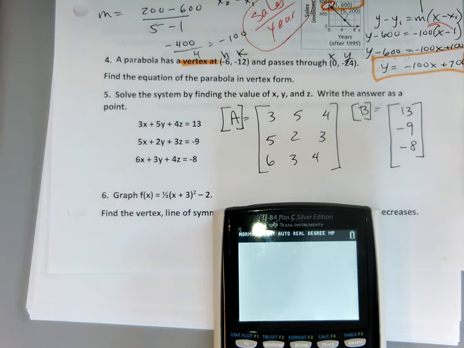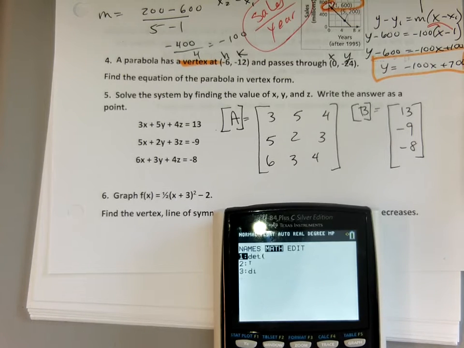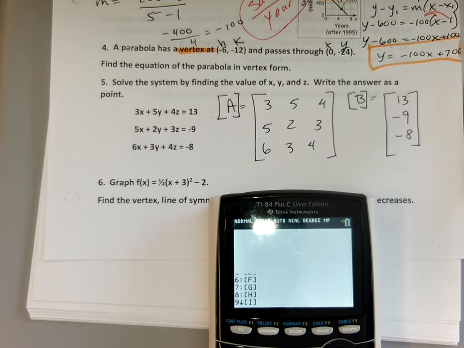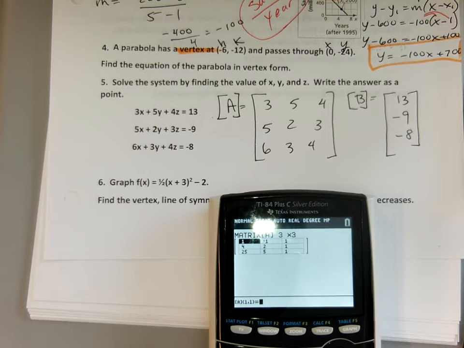So I'm going to go to matrix. I'm going to edit. Remember how to do this? Edit A. I'm editing A. It's a 3 by 3. I'm going to just type over the numbers that are in there. So I'm going to just retype. I'm going to go 3, 5, 4, 5, 2, 3, 6, 3, 4. Okay?